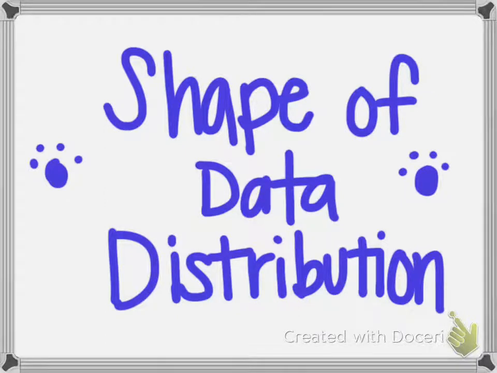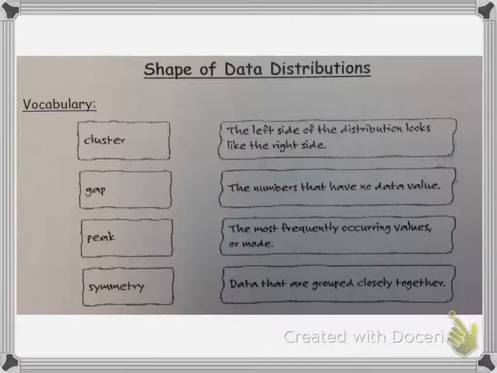Today we are going to learn about the shape of a data distribution. Here we have a couple of vocabulary terms, so we're going to match them with their appropriate definition. A cluster, think about what a cluster is: something grouped together. So a cluster is going to be data that are grouped closely together.